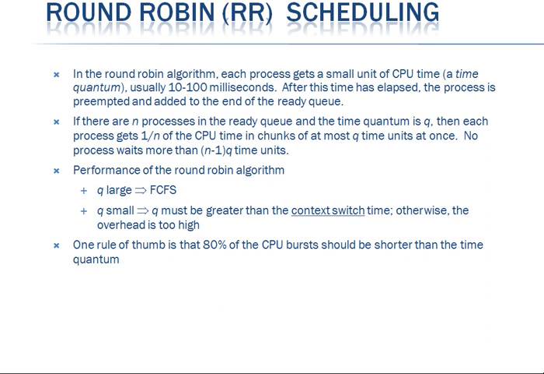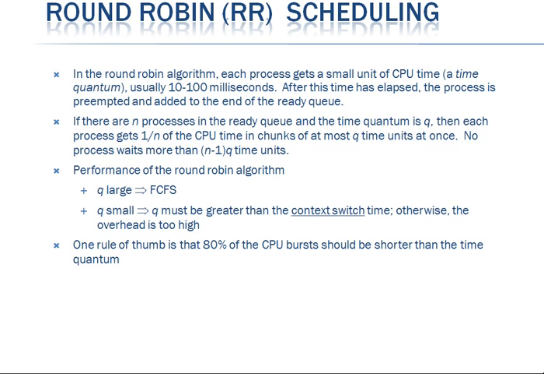Now the performance of the round robin algorithm depends on the time quantum. If you take the time quantum as large, it will give you performance similar to that of the first come first serve scheduling algorithm. In case you select a small time quantum, then it must be greater than the context switch time. Otherwise, you will face the problem of overhead.